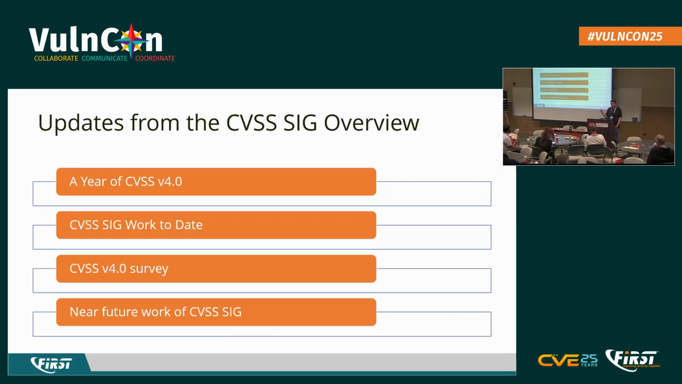So I'm going to talk about what we've been doing in the last year since we were here last year at VulnCon. Really some of the data, how CVSS 4 has developed in the last year, and what the SIG has worked on. And we're running a survey, and I want to talk about some of the challenges to CVSS version 4 adoption, how people like it, how people don't like it. There are a lot of opinions, and I think that's great. And then what the SIG is looking forward and doing in the near future.